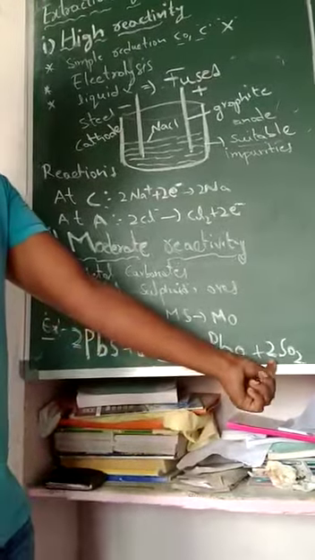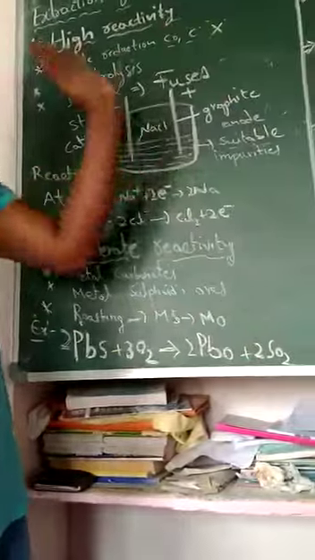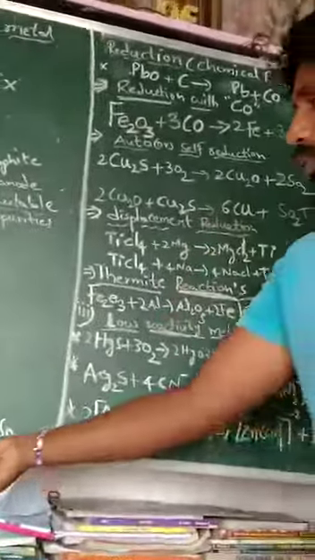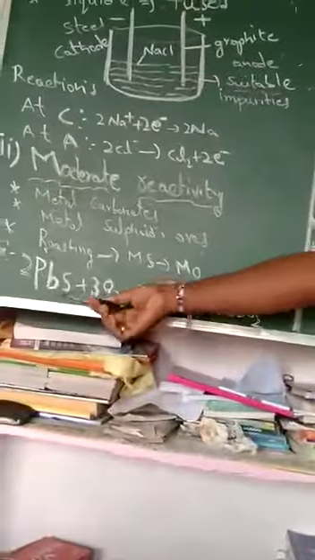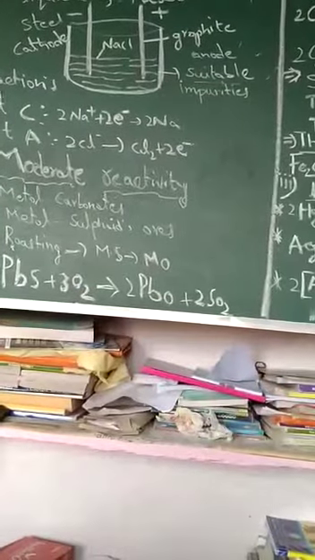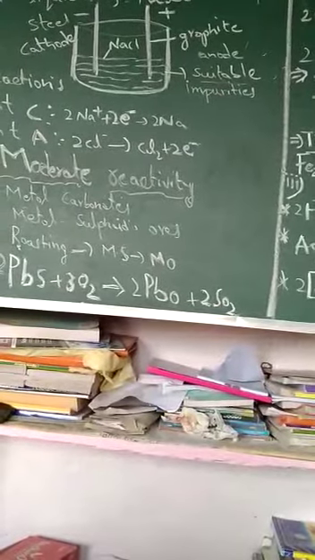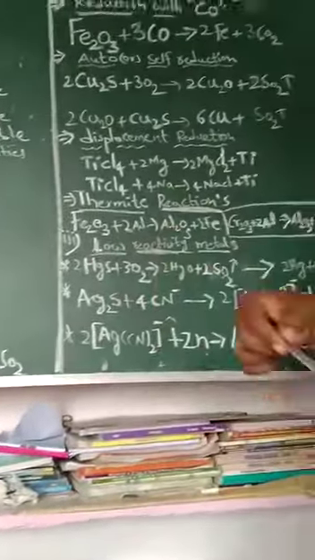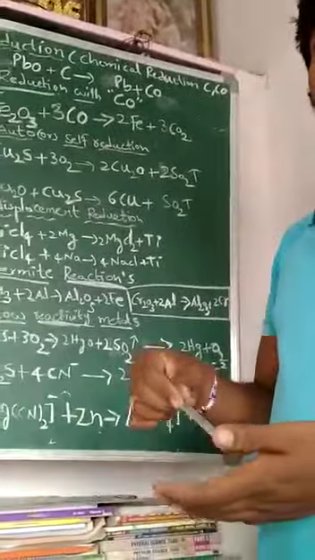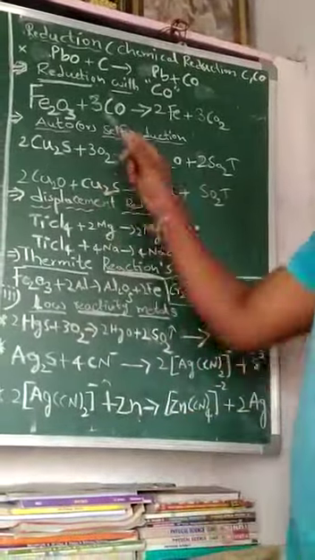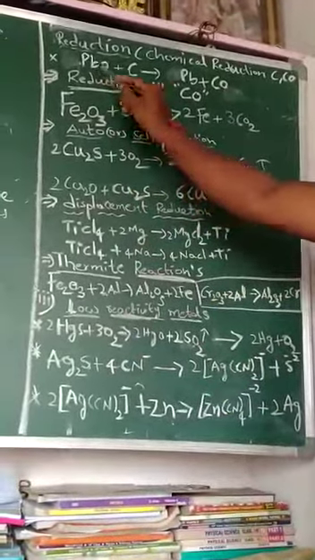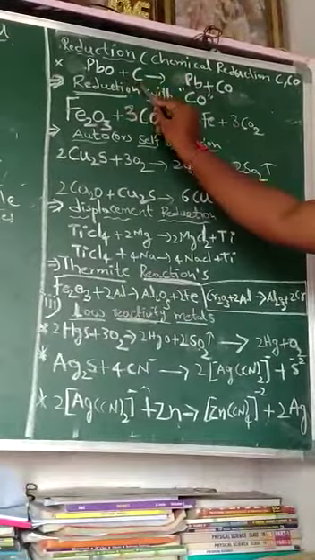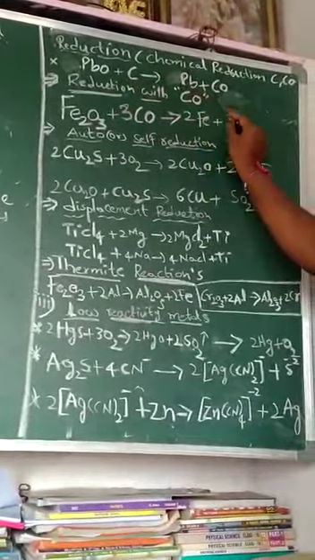This SO2 is an unwanted gas. It enters the atmosphere. Next, this 2PbO: now the metal sulfide has converted into metal oxide, but we do not need the metal oxide, we need the metal only. That's why reduction. We already know that removal of oxygen or adding of hydrogen is called reduction. So from this lead oxide, we need to remove the oxygen. PbO plus C gives rise to Pb plus CO.